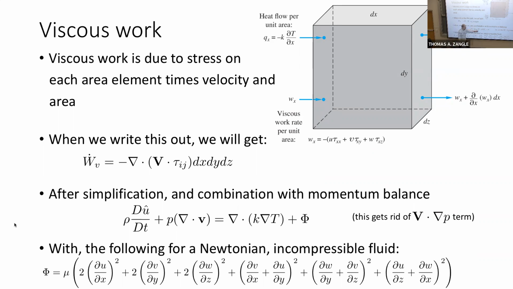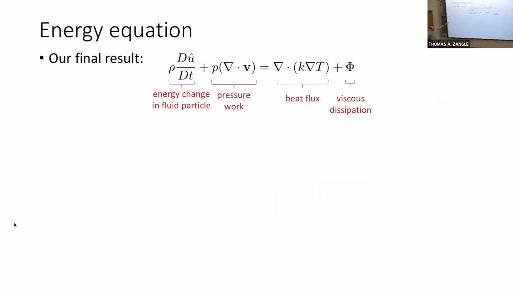If, for example, we assume it's isothermal, then this term would drop out. And if we assume isothermal, then oftentimes the internal energy is not going to change either. So then we would see that, within the fluid, kinetic energy is converted into pressure. This is our final result: energy change in a fluid particle equals pressure work plus some mixing.